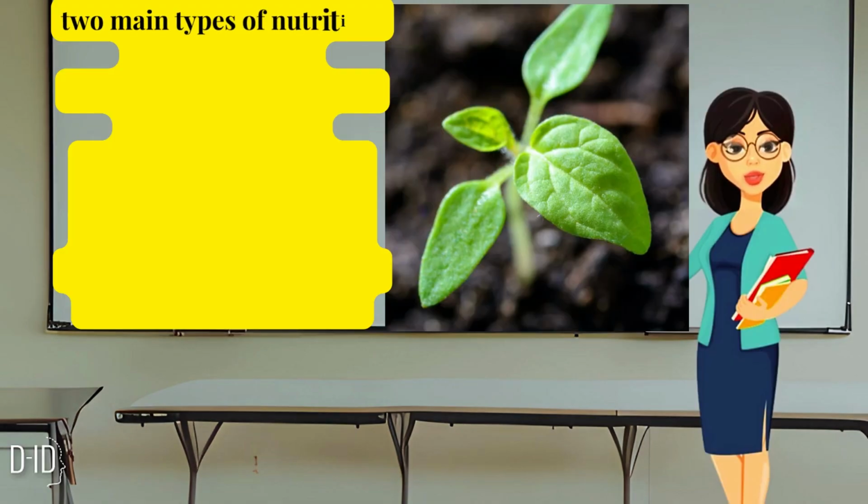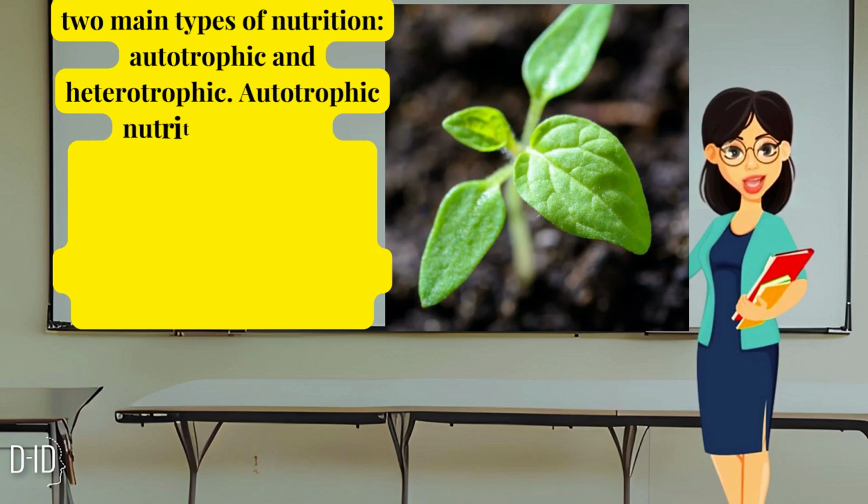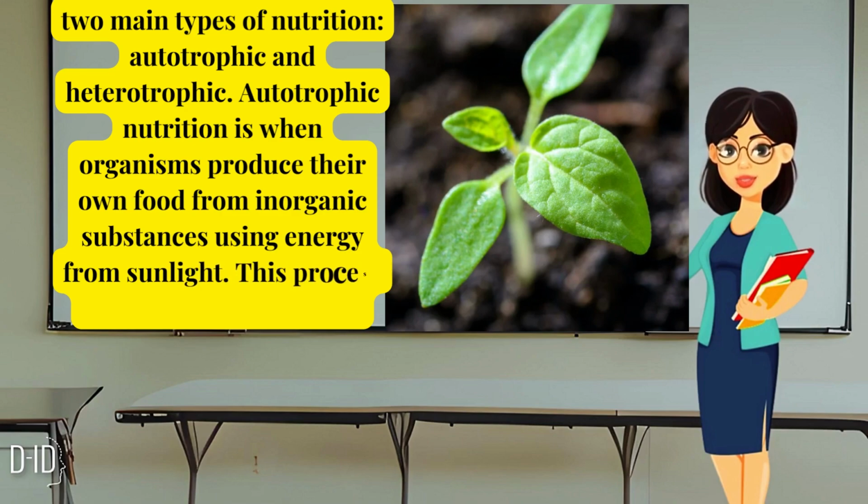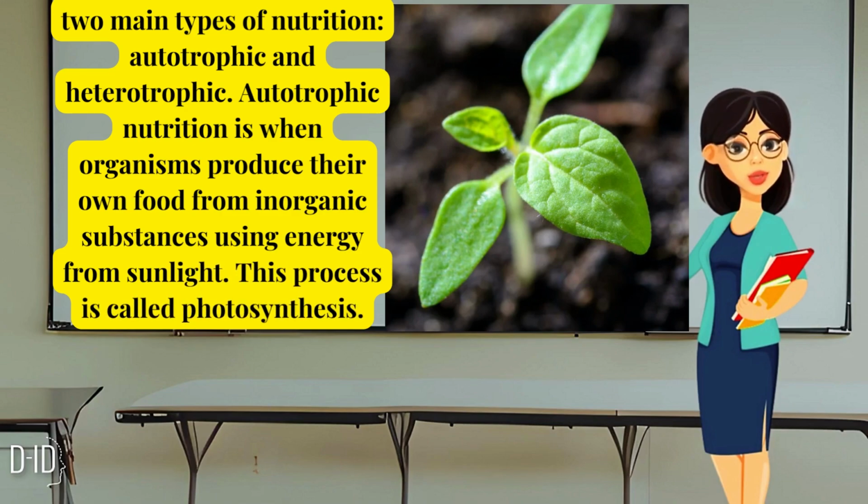There are two main types of nutrition: autotrophic and heterotrophic. Autotrophic nutrition is when organisms produce their own food from inorganic substances using energy from sunlight. This process is called photosynthesis.